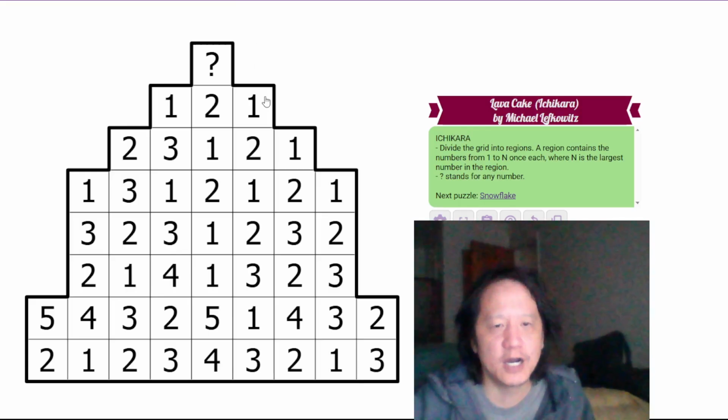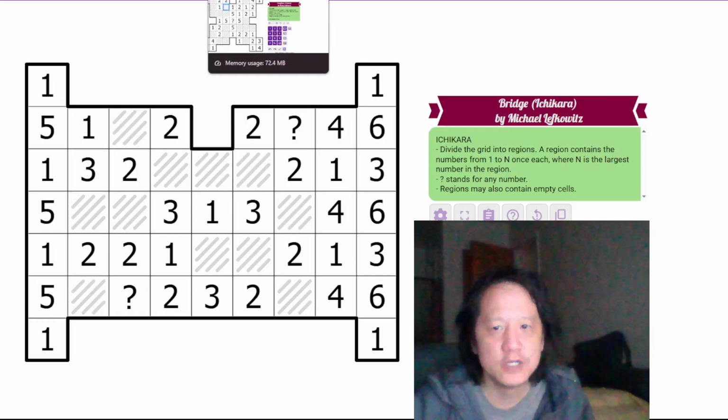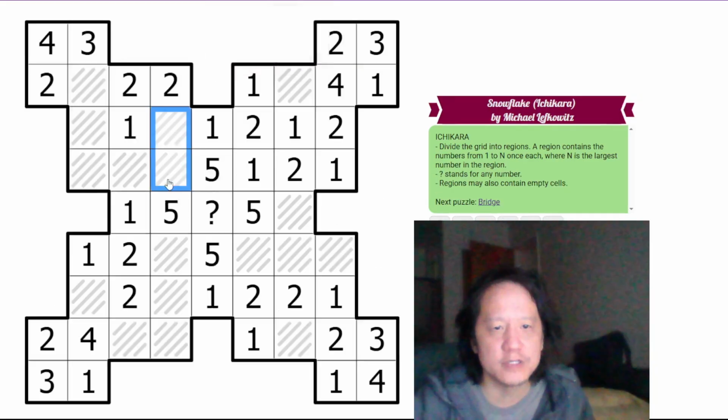We have Ichikara, where we need to divide the grid into regions. Every cell in the grid must be part of a region, and a region contains the numbers from 1 to n once each, where n is the largest number in the region. A question mark can stand for any number. In addition, we have regions also for snowflake and for bridge. Regions may also contain empty cells here.